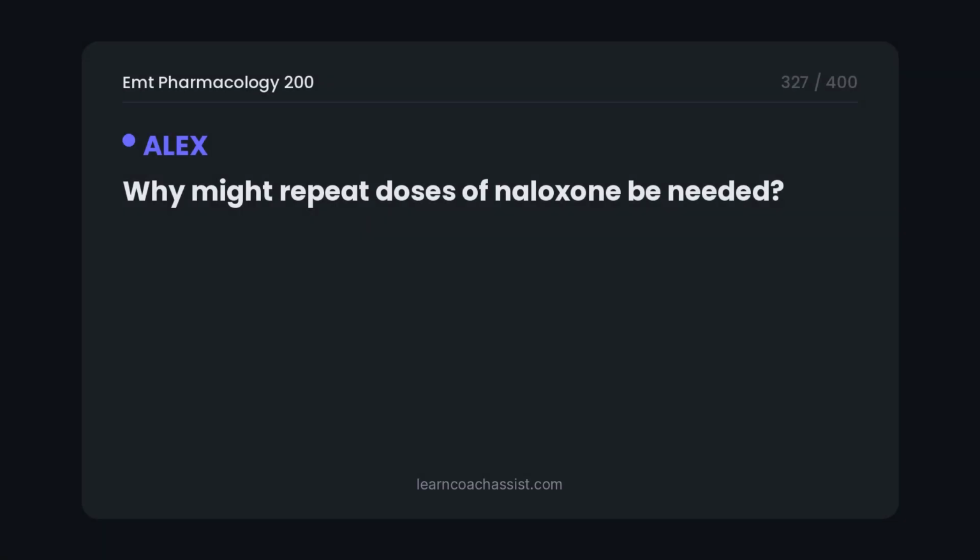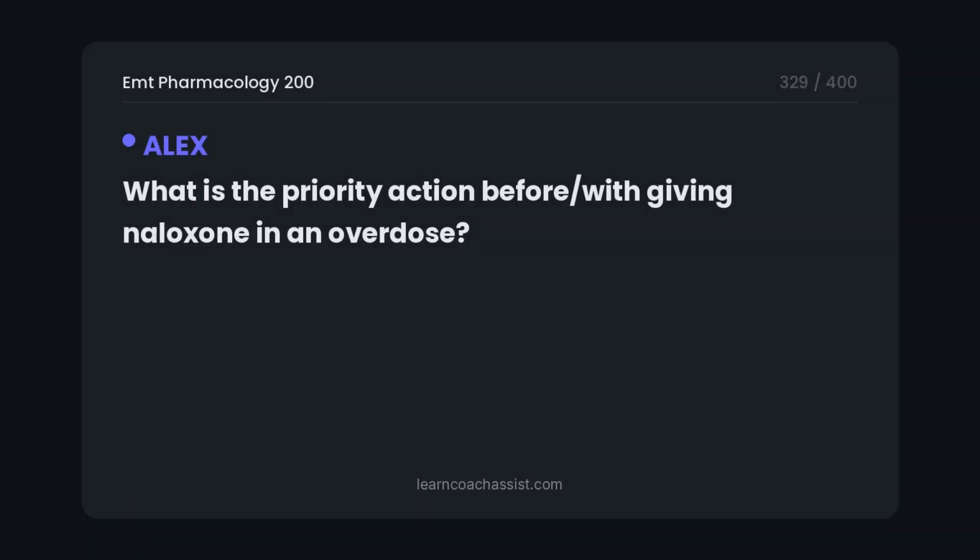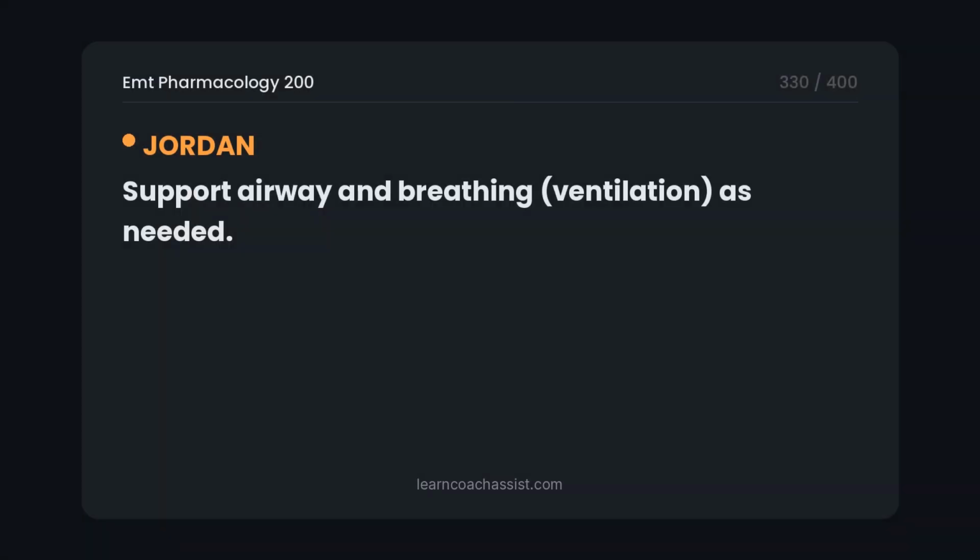Why might repeat doses of naloxone be needed? Naloxone's duration of action is shorter than many opioids, so resedation can occur. What is the priority action before/with giving naloxone in an overdose? Support airway and breathing, ventilation, as needed.